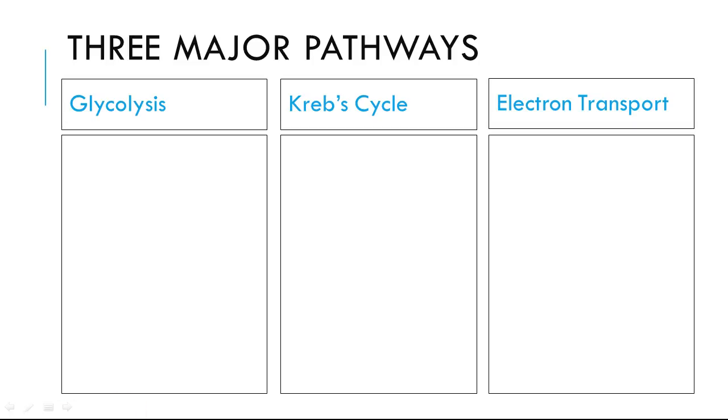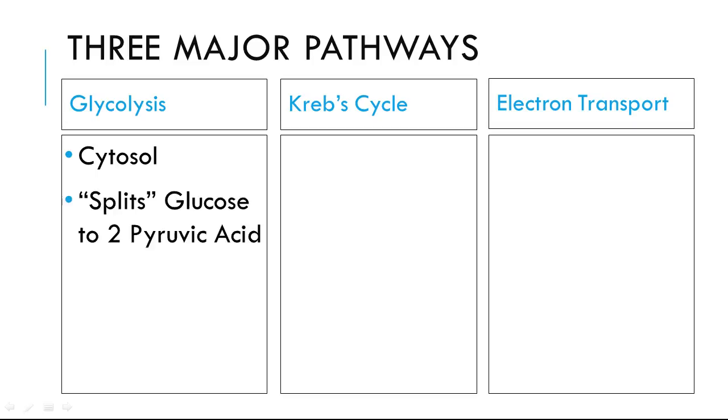Okay, let's check yourself. Where does glycolysis occur? Cytosol. Very good. What is the starting molecule? Glucose. The final carbon-containing molecule is? Pyruvic acid, or you could say pyruvate as well. So we start with glucose, we're splitting glucose, and we end up with 2 pyruvic acid molecules.